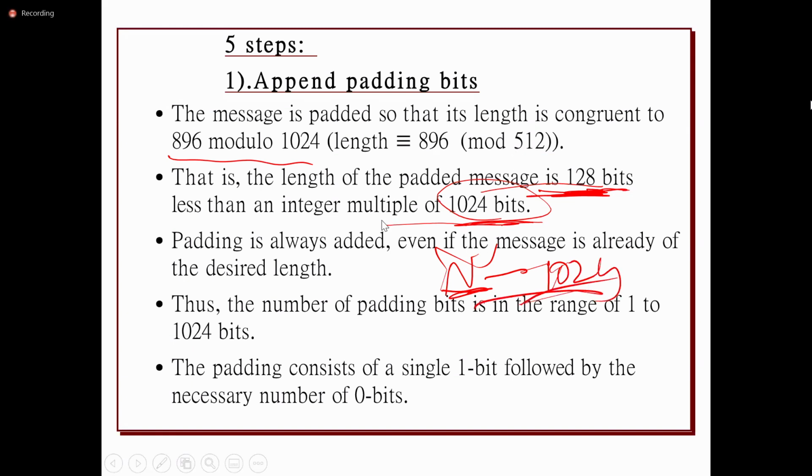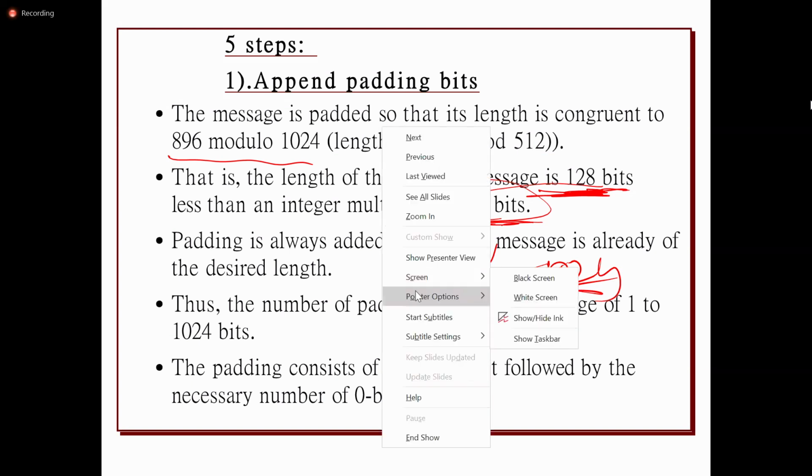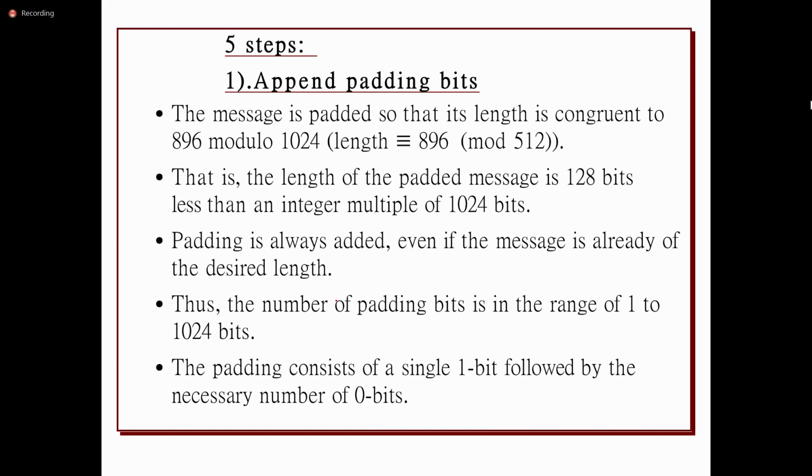So padding is always added even if the message is already in the desired length, because we are going to add the length of the message. So after adding the message, if it is not getting the length, then we need to pad the bits. Padding will be in the form of 1 followed by n number of 0s. The number of padding bits ranges from 1 to 1024. Up to 1024 bits we can pad. And the padding will be represented as 1 bit followed by the necessary number of zeros.